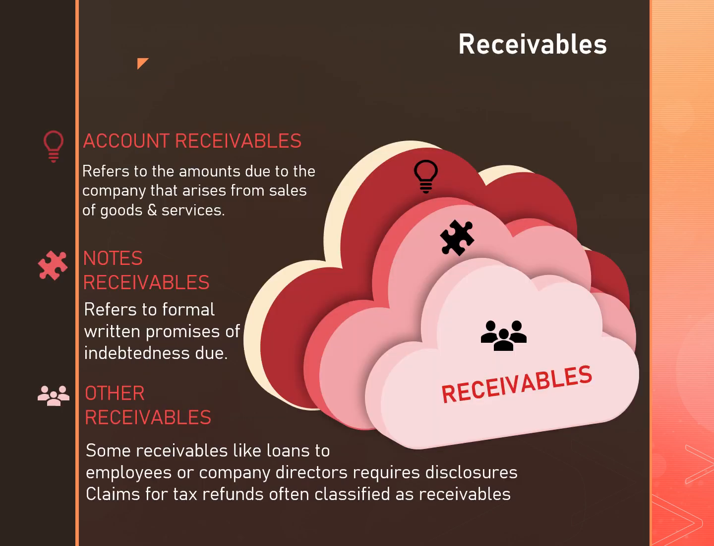These are receivables. Receivables ni ada 3 kategori, which is sama ada dia adalah account receivable. Account receivable adalah amount yang due to the company that arise from the sales of goods and services, ataupun notes receivable that refers to a formal written promise of indebtedness due. Maksudnya you bagi hutang kepada orang. Okay, so you ada that written promise that is called note receivable, surat hutang.